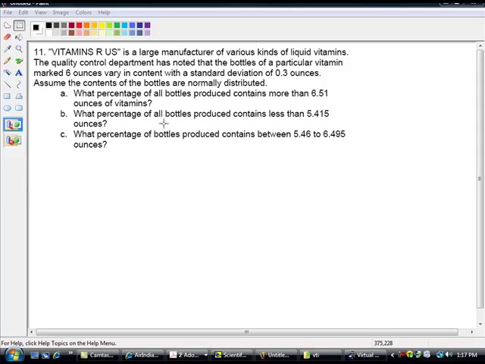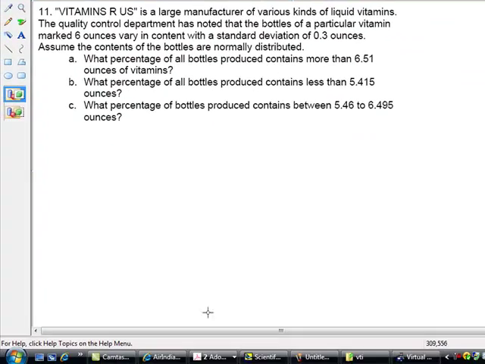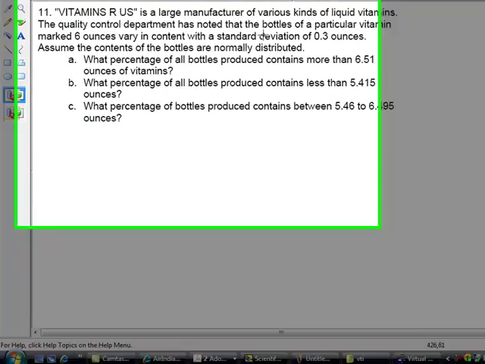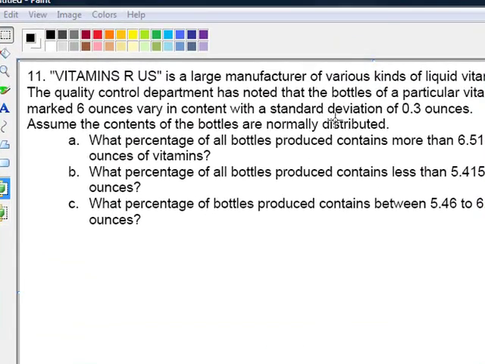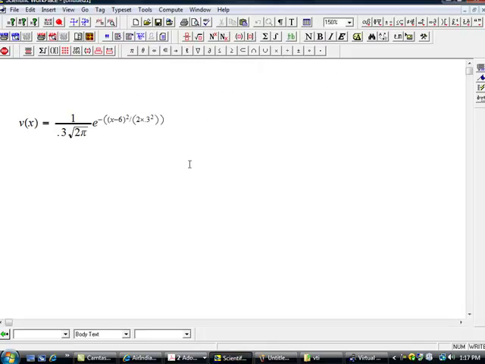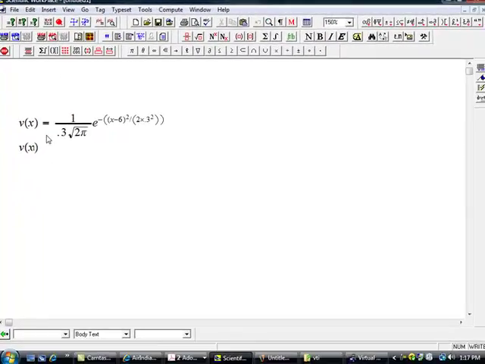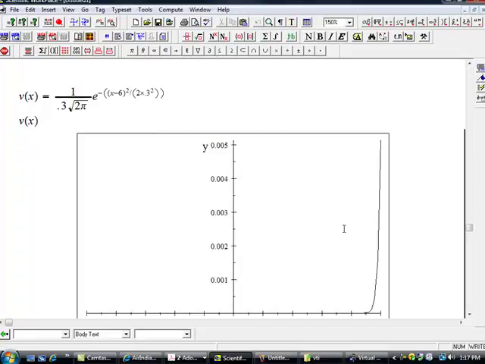So we have a question regarding this on the midterm review, right? Okay, so let's look at it. We are dealing with a normal distribution whose mean is 6 and standard deviation is 0.3. Let me try graphing it, because it's always a good idea to make a normal curve. That will help you in case you're getting the answer wrong.